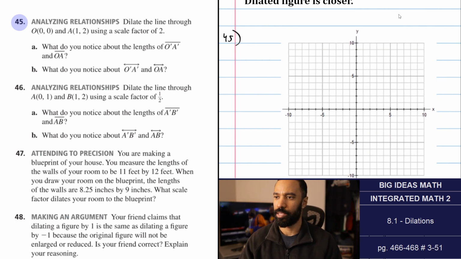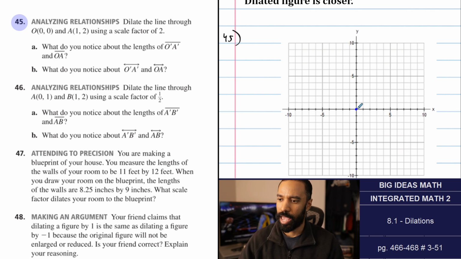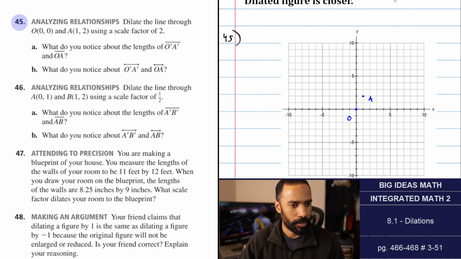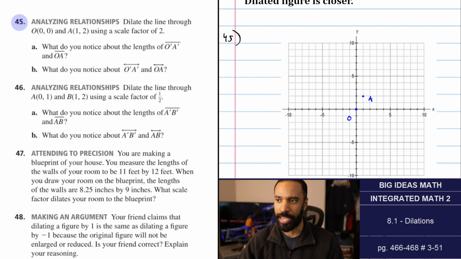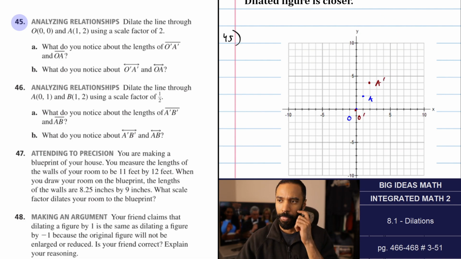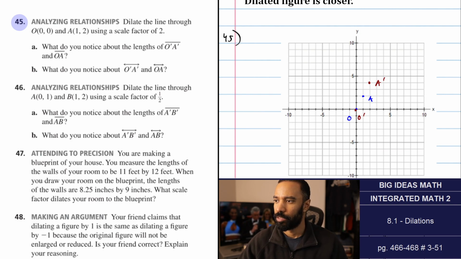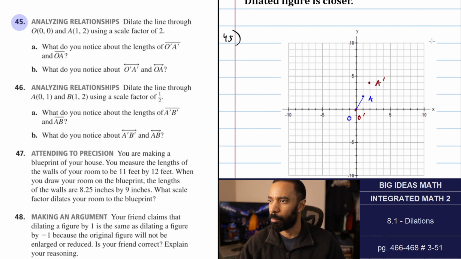O is at 0, 0, and A is at 1, 2. Now, this is actually a line using a scale factor of 2. O prime is still going to be at 0, 0. A prime is now going to be at 2, 4. So let's draw those out. Boom, and then boom.